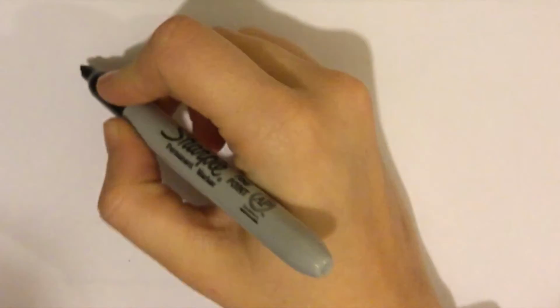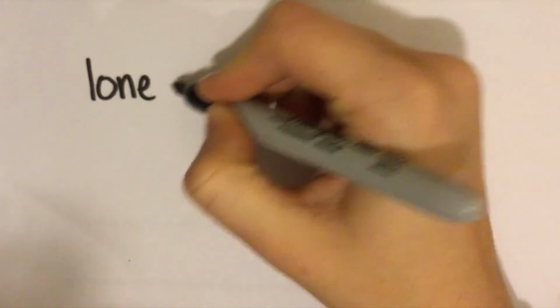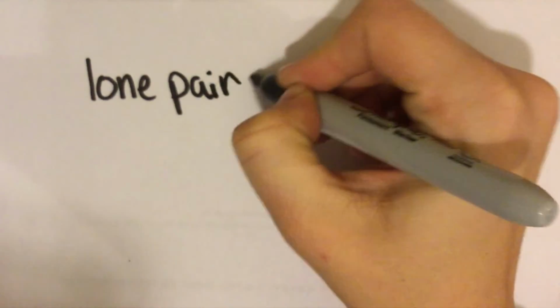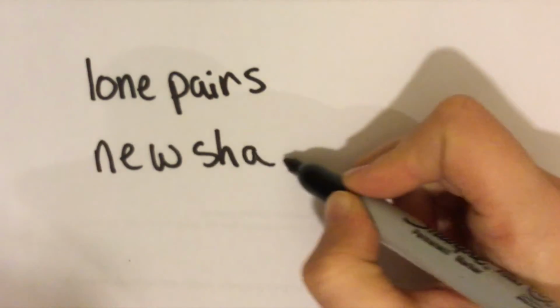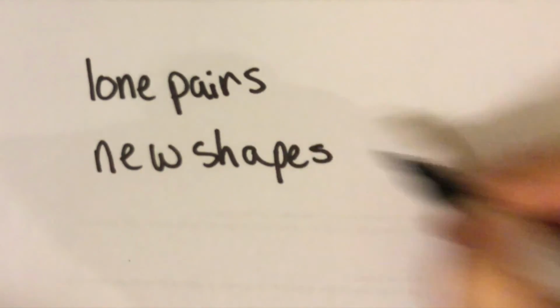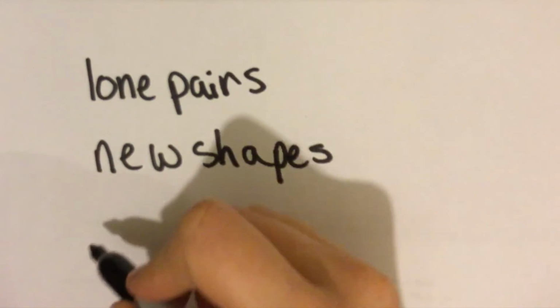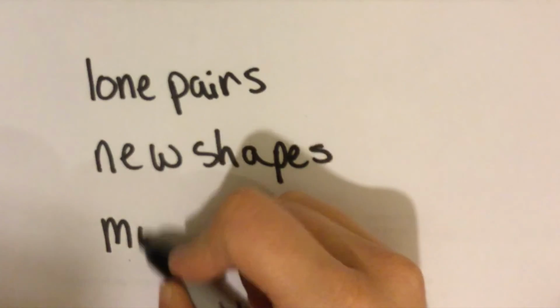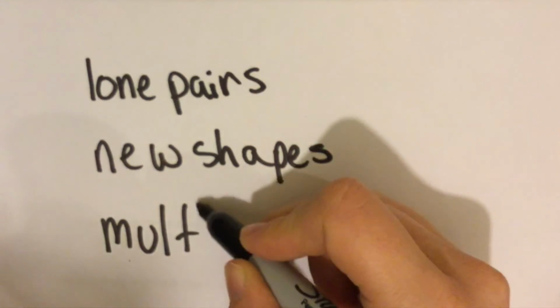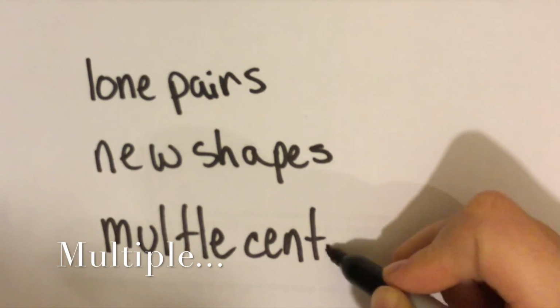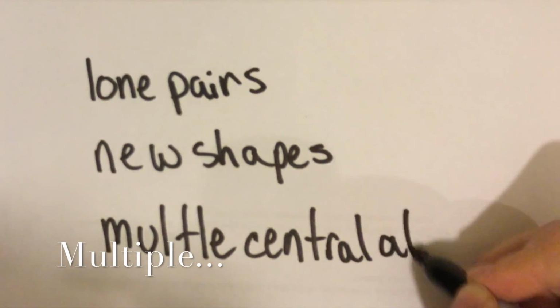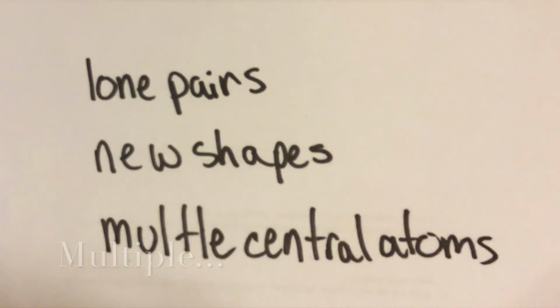In this video, we've added 3 new ideas. 1, that lone pairs have a larger repulsion. 2, we've learned some new shapes that are results of lone pair repulsion. And 3, we've learned how to do things with multiple central atoms, which is really just going to result in multiple shapes. Good work.